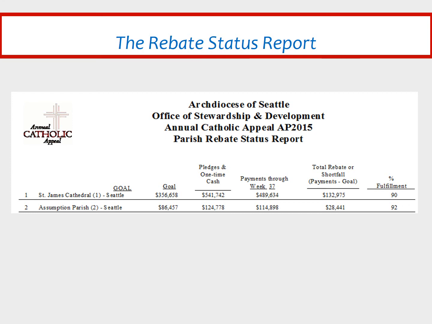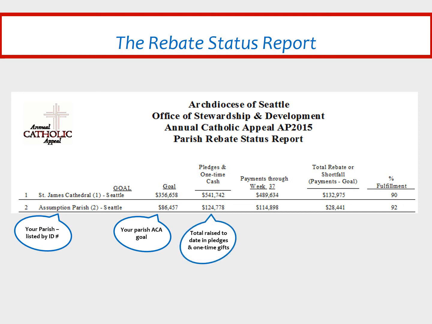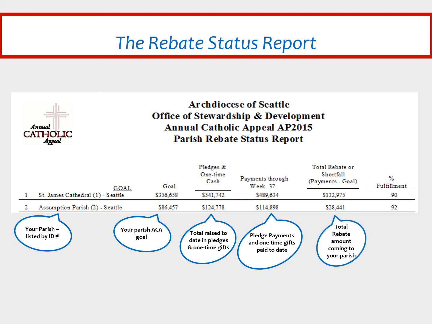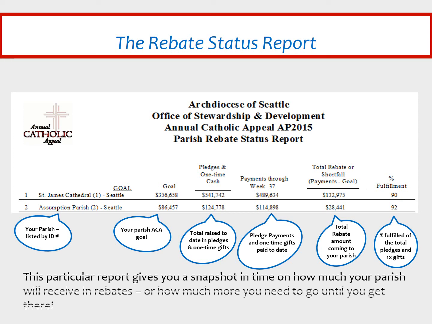Here is what the rebate status report looks like, similar to the campaign status report, but focuses on rebates. So you start with your parish listed by ID number, your parish ACA goal, total raised to date in pledges and one-time gifts, pledge payments and one-time gifts paid to date, the total rebate amount coming to your parish, and the percent fulfilled of the total pledges and one-time gifts. This particular report gives you a snapshot in time on how much your parish will receive in rebates or how much more you need to go until you get there.